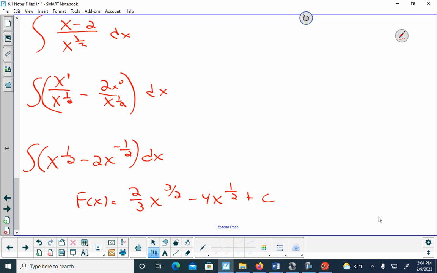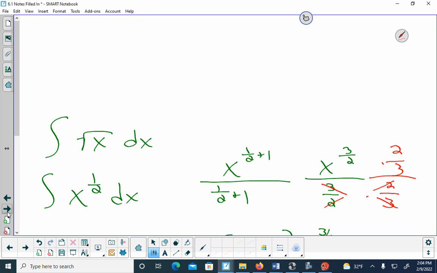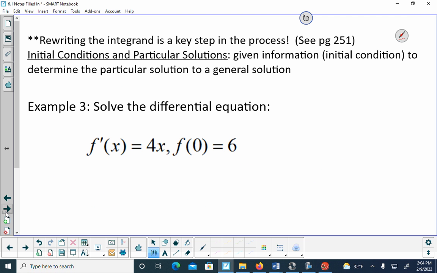Now, you know how sometimes we said we didn't know what this C was? Sometimes we can figure it out if we're given additional information. So if I solve the problem with the differential equation and they're giving me a point, once they give me a point, then I can find that constant. Does that make sense?